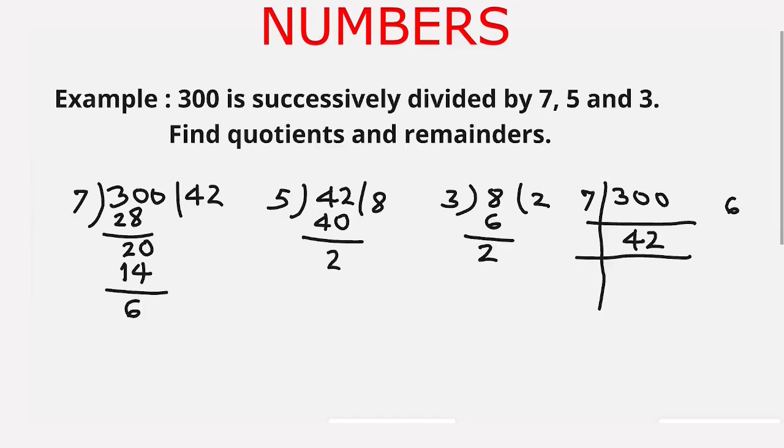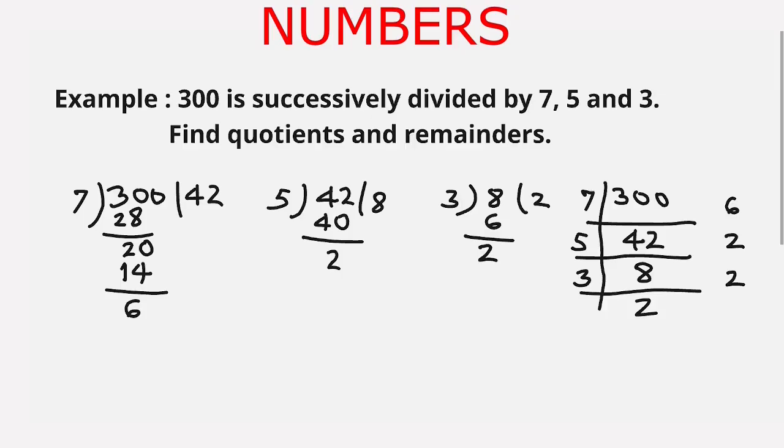Now the quotient 42 is divided by 5. 5 divides 42 for 8 times. 8 times 5 is 40. 42 minus 40, the remainder is 2. And now we have to divide 8 by 3. 3 divides 8 for 2 times. 3 times 2 is 6. And 8 minus 6 is 2. So our successive quotients are 42, 8 and 2. And successive remainders are 6, 2 and 2.